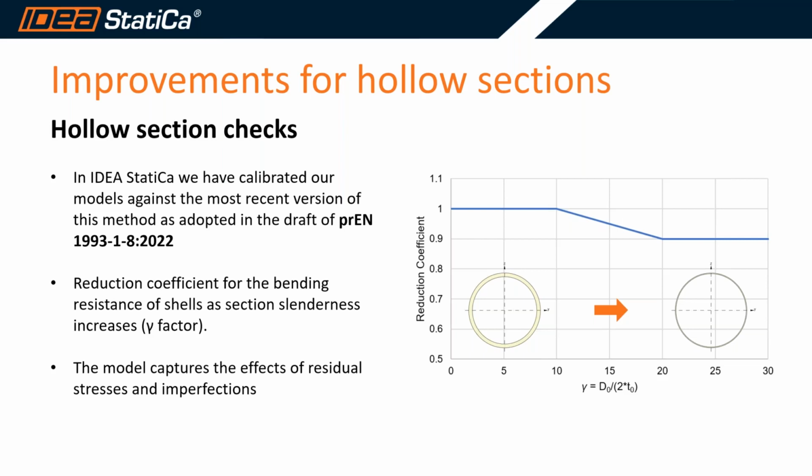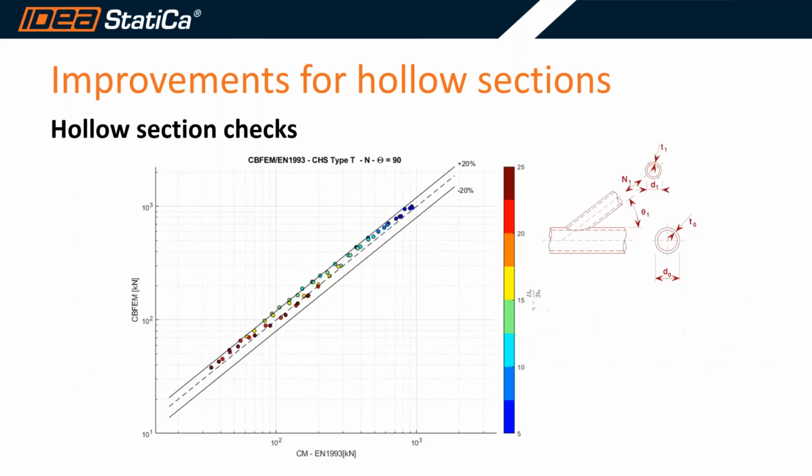That way, we're able to capture the effects of residual stresses and initial imperfection, but the most important aspect of this approach is that we managed to have very good agreement with the results of the failure mode method curves. In this slide, I am presenting one of our benchmarks, which refers to a T-CHS section topology, where we have used a θ1 value of 90 degrees.